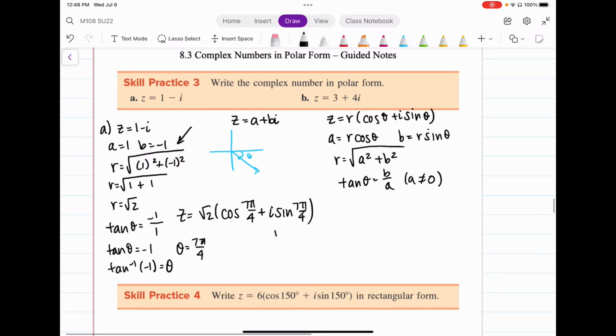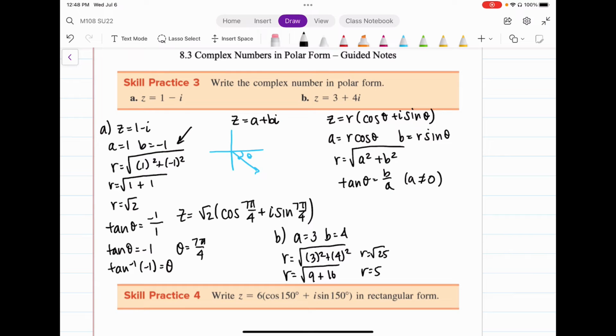For part B, we can identify a as 3 and b as 4. This is in the first quadrant. r is then equal to the square root of a squared plus b squared. 3 squared is 9, 4 squared is 16, 9 plus 16 is 25, and the square root of 25 is 5.